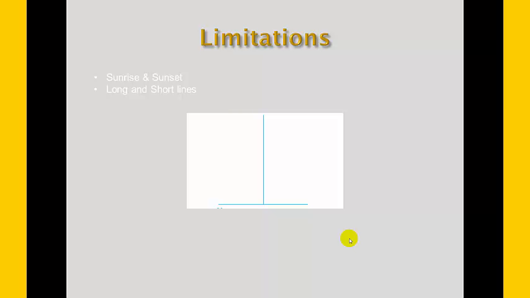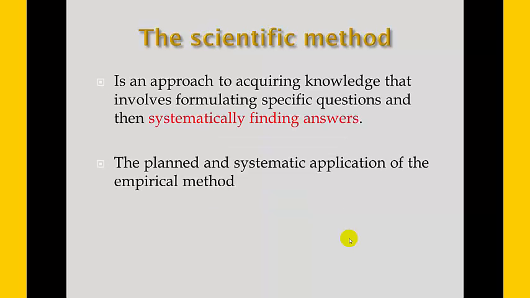So for example, for many years people believed that it's the sun that revolves around the earth. Or if you look at this picture, you may think that the vertical line is longer than the horizontal line, while they are the same. So even if we observe things with our own eyes, we may make mistakes or misunderstand what we see.